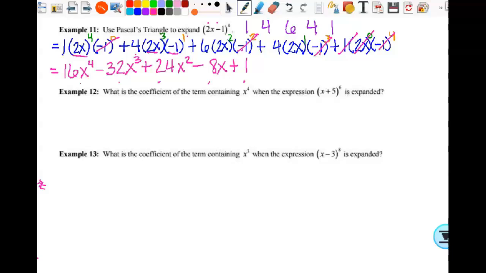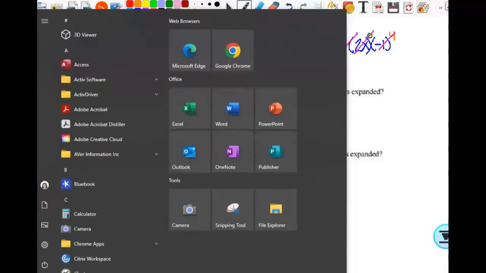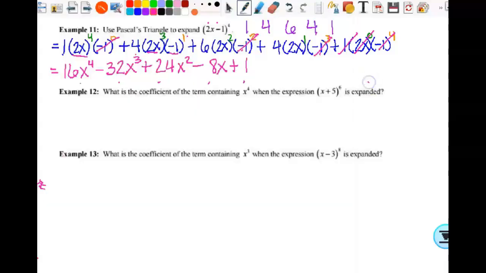Okay? All right, so the bad news is I don't know exactly how this is going to be tested. I feel like it might be one multiple choice question. I guess it could be on the free response, but I don't know that. Either way, you may not have to multiply out the entire function. We may not have to do the entire expansion.